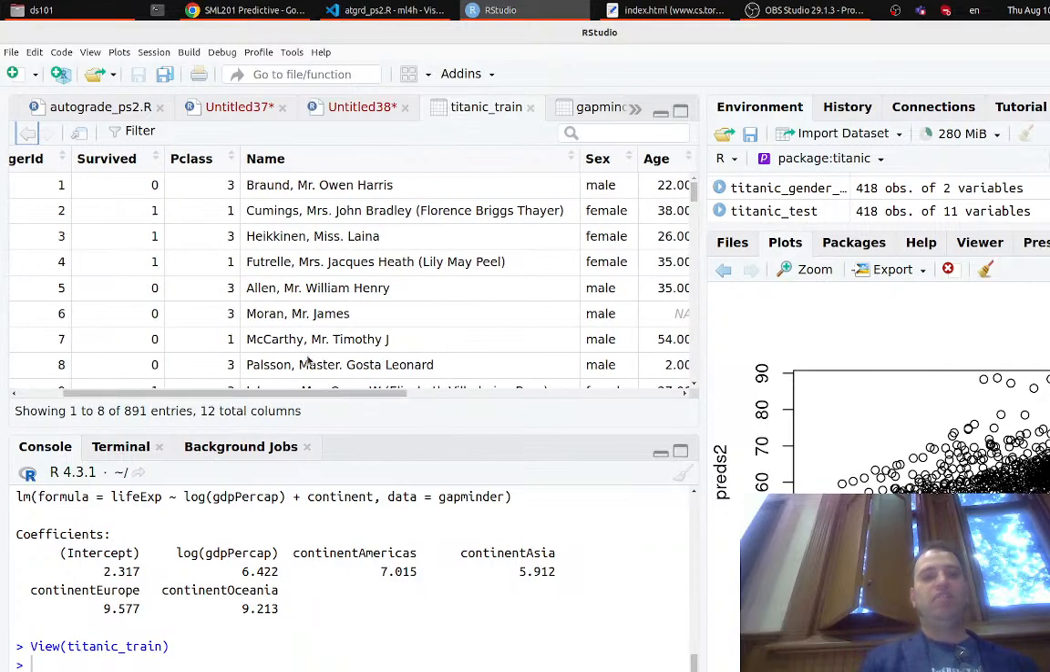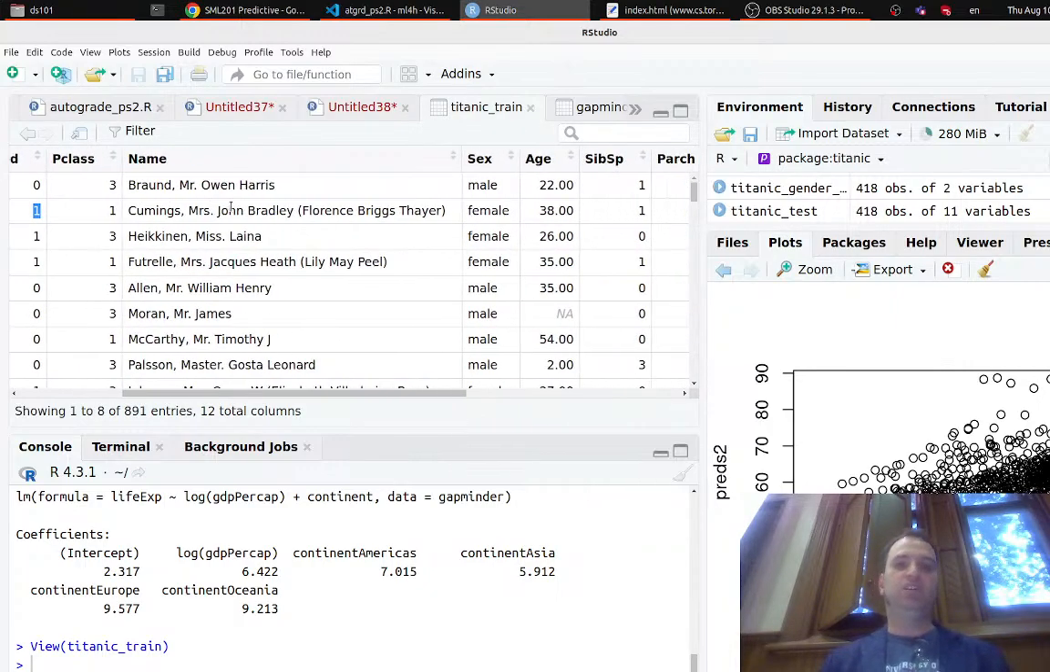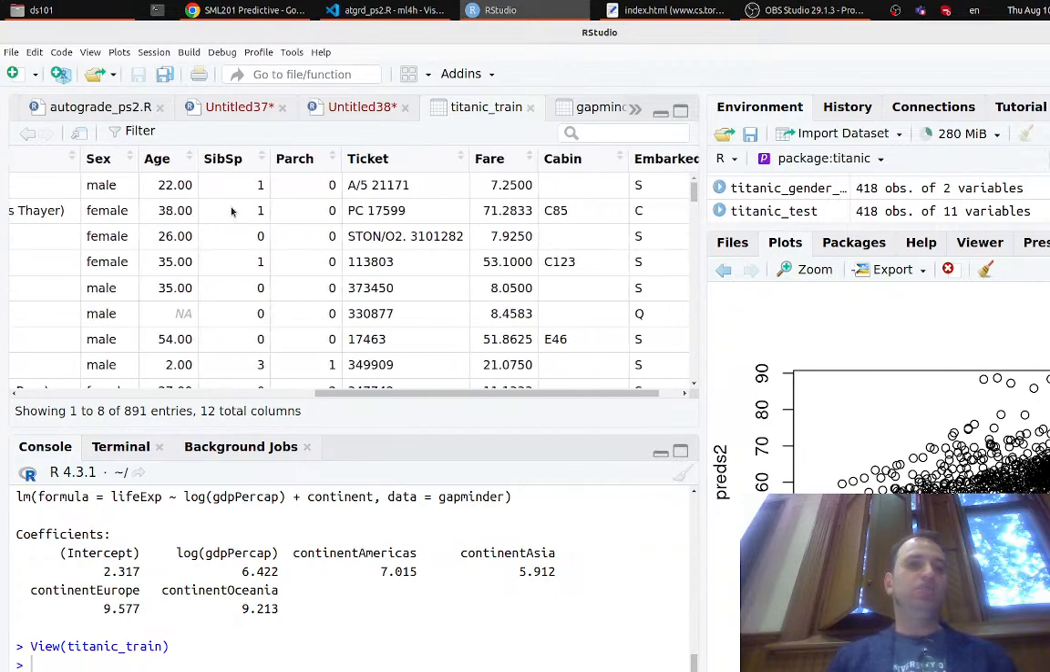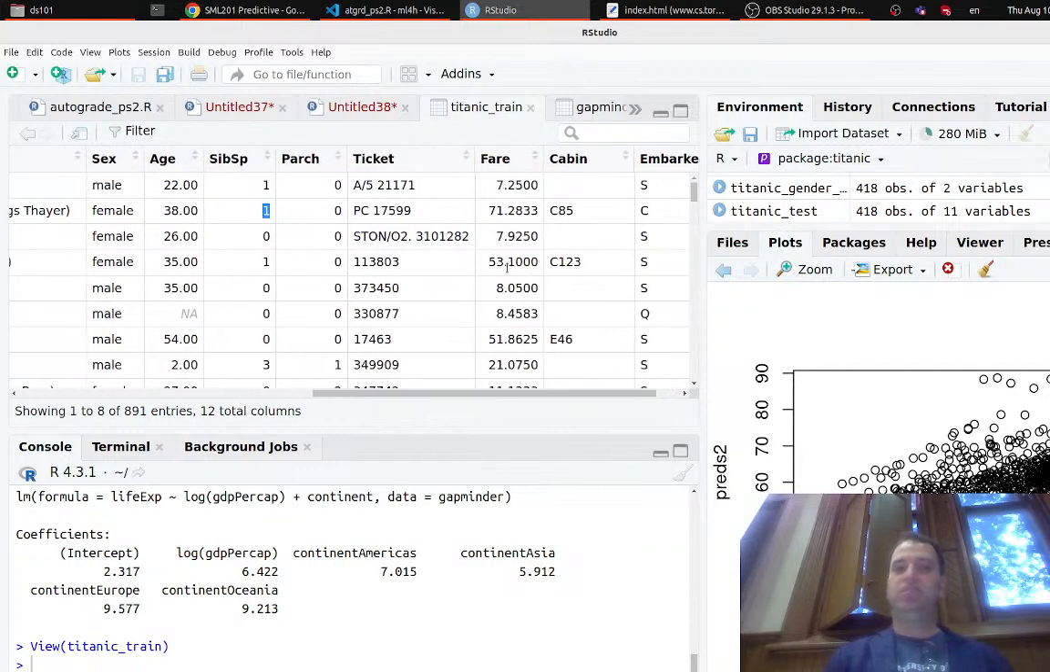You have the survived column, which is 0 if they didn't survive, and 1 if they did. You have Pclass, that's the class. There were 3 different classes for passengers. First class is the best and most expensive, and third class is the worst and least expensive. You have the name, the number of siblings the person had, the fare that they paid, stuff like that.